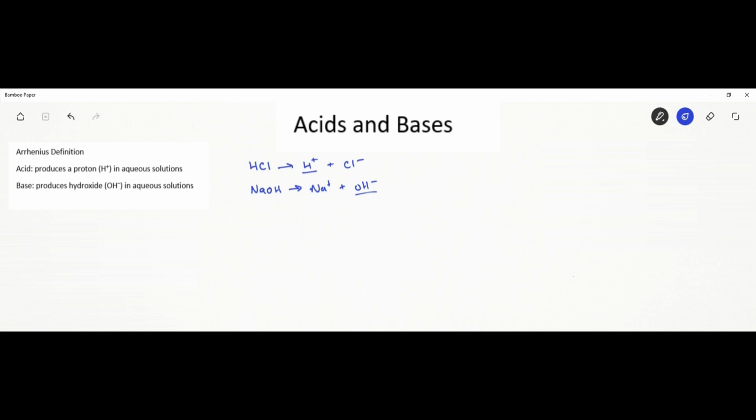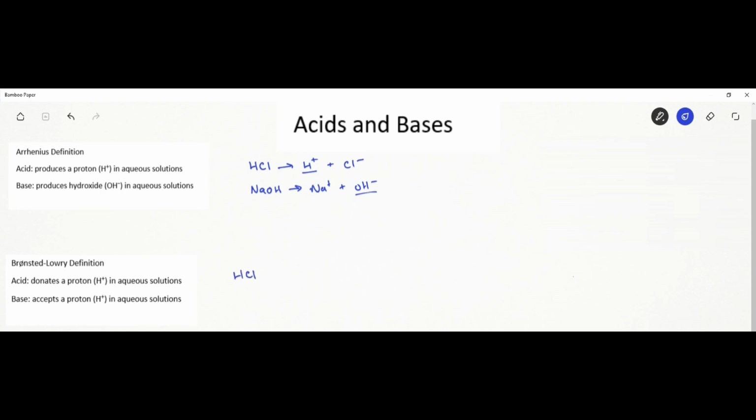Ammonia is a known base, however, it does not produce hydroxide ions. So two scientists, Bronsted and Lowry, came up with a broader definition for acids and bases. So using the Bronsted-Lowry definition, an acid is going to donate a proton in aqueous solution, and a base is going to accept a proton in aqueous solution. Let's look at some examples.